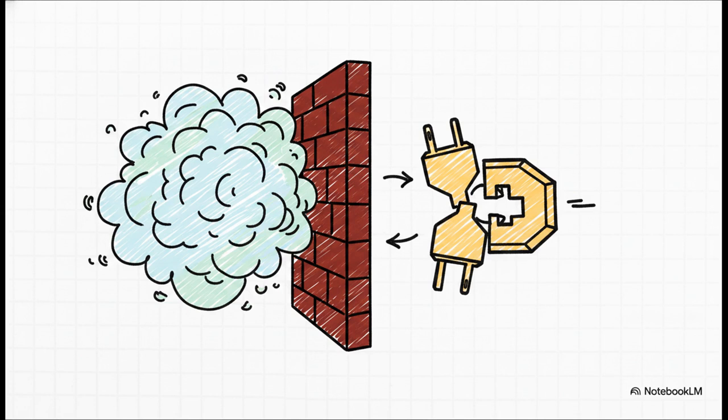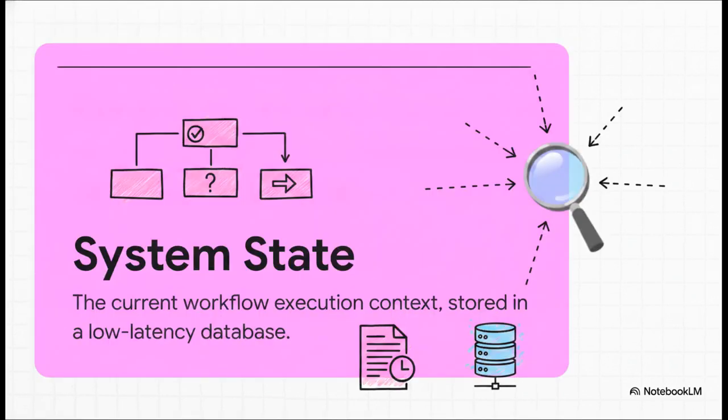Plus, your tool outputs need to be machine-readable. If a tool fails, and trust me, it will, it shouldn't return some messy HTML error page. It needs to return a tightly structured error format that the agent can easily parse, understand, and immediately course correct from. Which brings us to a massive developer pain point: confusing state with memory.